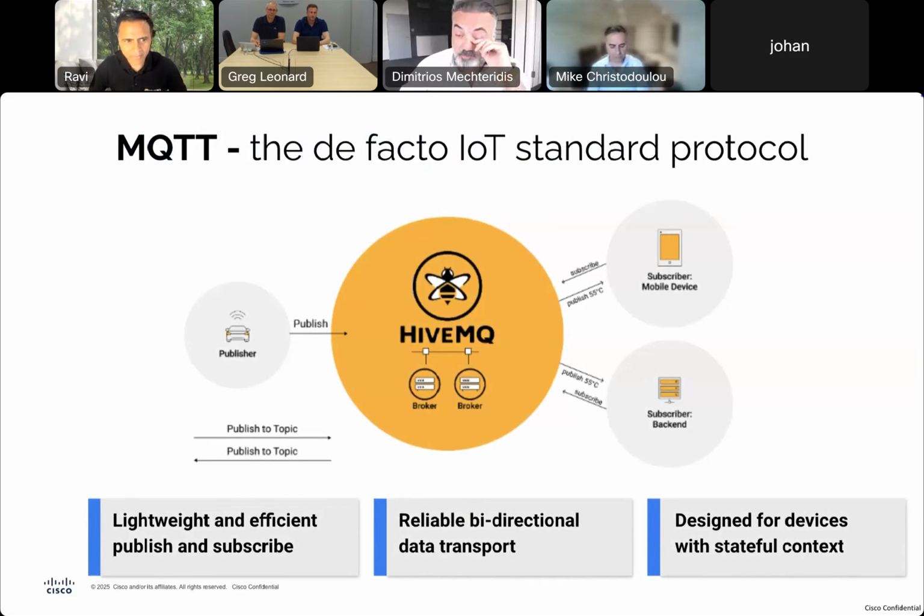This is where MQTT comes in, because MQTT is a data protocol, a data framework, which was created in the late 90s. It started with oil and gas, but it's become ubiquitous in manufacturing and industrial environments because it's lightweight. It's publish subscribe, meaning that whatever your bandwidth and connectivity situation, you can still publish data to a centralized broker in a small packet size. Any subscribers that need that information can subscribe to it and get it. That's the key thing. It's lightweight, reliable, bidirectional, and designed for devices with stateful context.